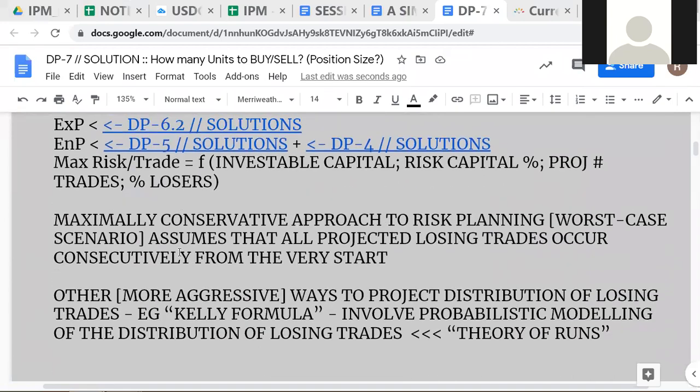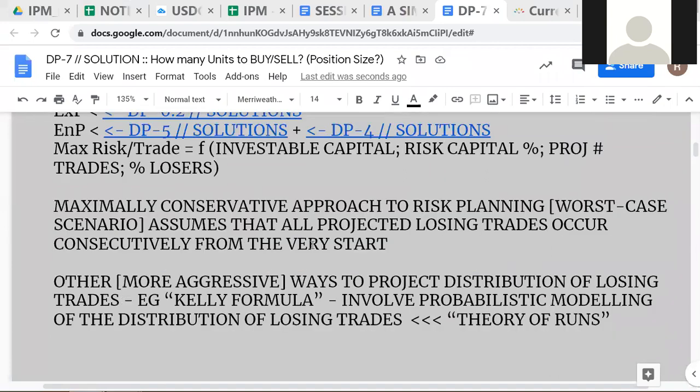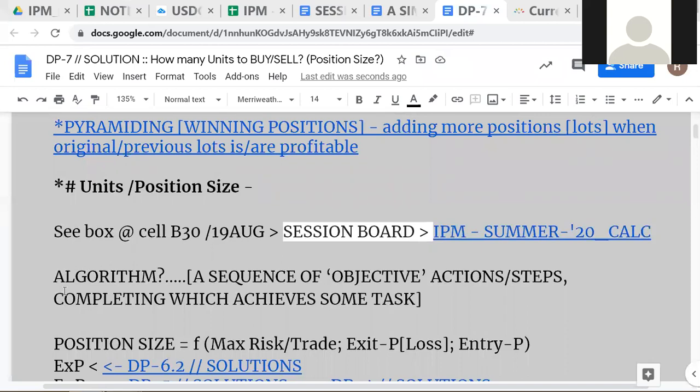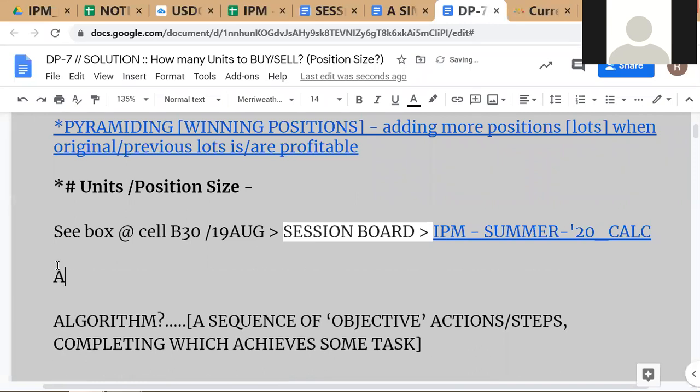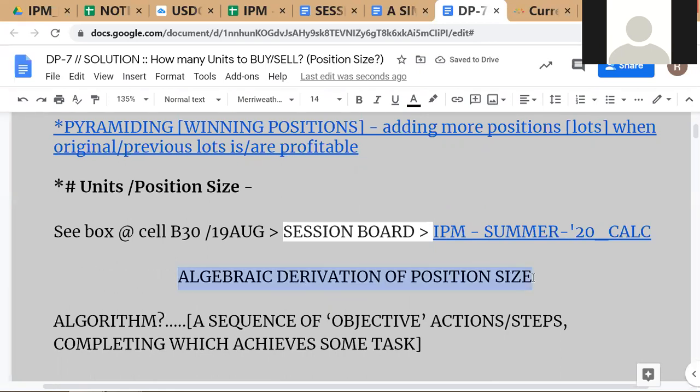How to do the algebraic derivation of this position size from this formula. So algebraic derivation of position size. Let's write that as a way of. So the important thing here to understand is position size or number of units. Okay, we'll just call it position size. This is a general term that you can use in all asset classes. So this is the point that we are trying to establish now and see how it is done.